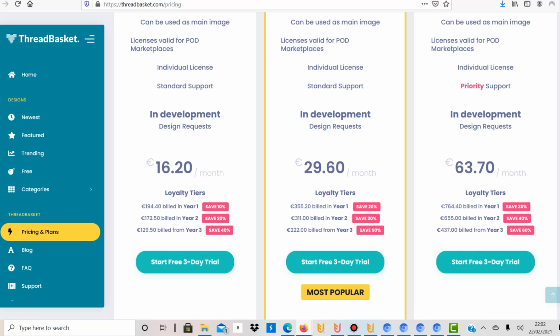And on the other hand, Vexels as well. Vexels is a bit more expensive, but they include a t-shirt maker, they've got mock-ups as well. And ThreadBasket, they don't have all of that. So my view is the price is a bit too high for that. I think the quality of designs is really good. And I'm just a bit worried that you have this limitation of how many designs you can download per month. I'm not really a friend of that limitation.